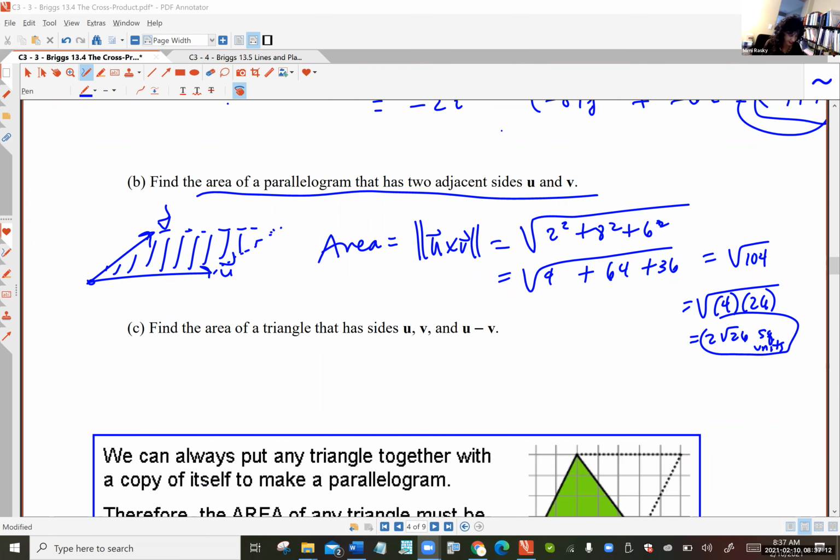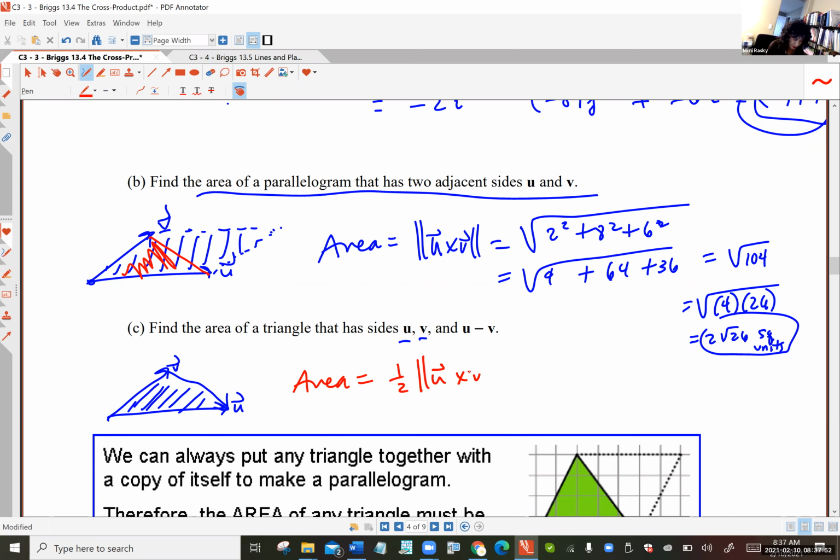Now the last thing, the letter C, is find the area of the triangle that has sides U, V. And then remember when I did subtraction, U minus V is this vector that's connecting the two tips of the original vectors. And so they want this triangle. But see, folks, that happens to be, if you compare it to the parallelogram diagram I have right above it, half the parallelogram. So the area of a triangle having U and V as adjacent sides of the triangle, and then U minus V being the third side, is simply 1/2 of the parallelogram area.